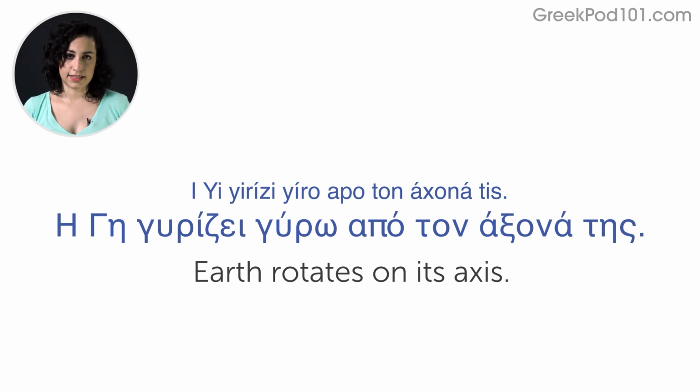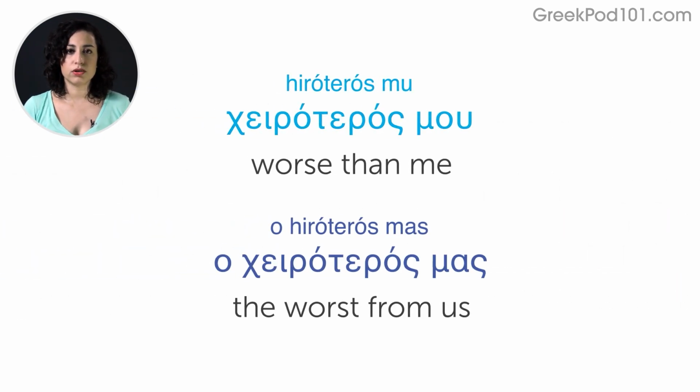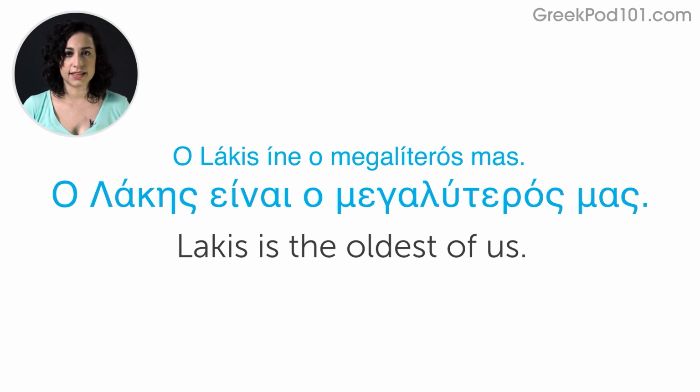Let's see a sample sentence. Η γη γυρίζει γύρω από τον άξονά της. Earth rotates on its axis. Note that the personal pronouns in genitive can also cause enclisis after a proparoxyton adjective in the comparative and relative superlative degree. For example, χειρότερός μου, worse than me. Ο χειρότερός μας, the worst from us. Here's a sample sentence. Ο Λάκης είναι ο μεγαλύτερός μας. Lakis is the oldest of us.